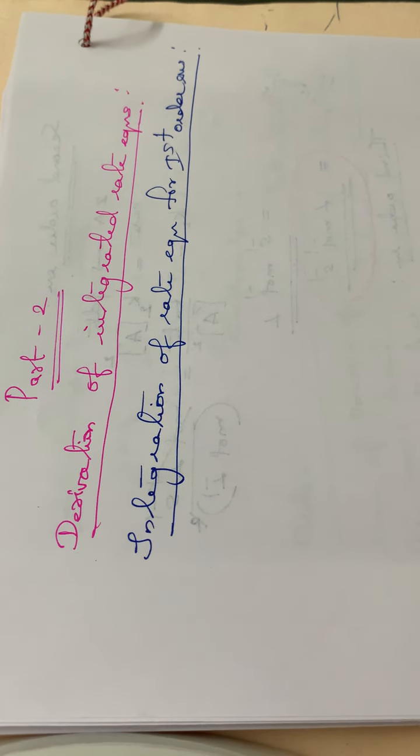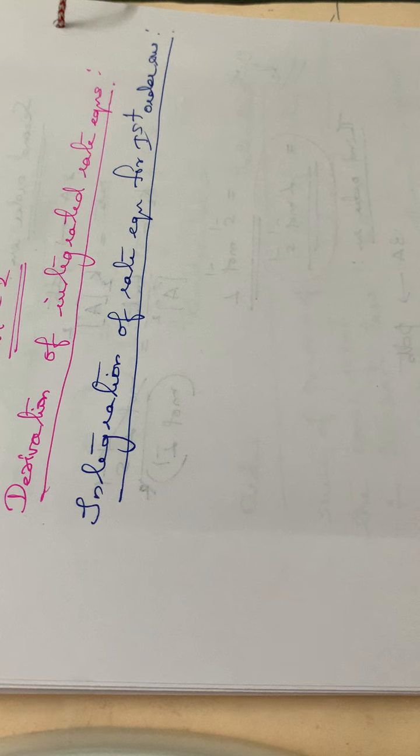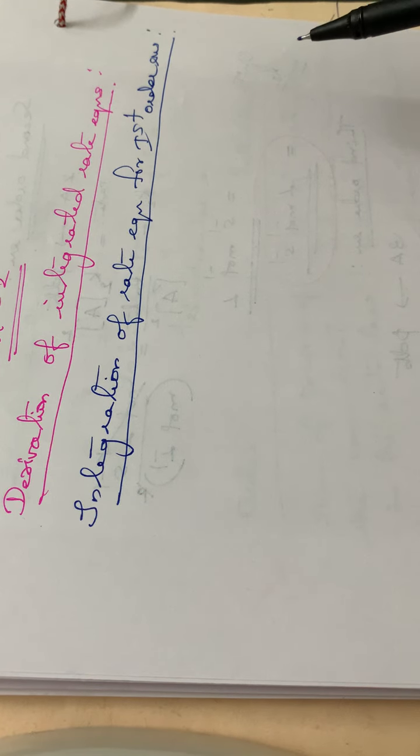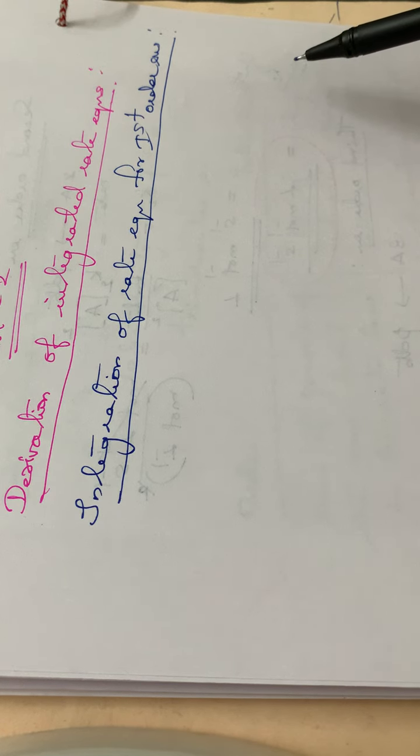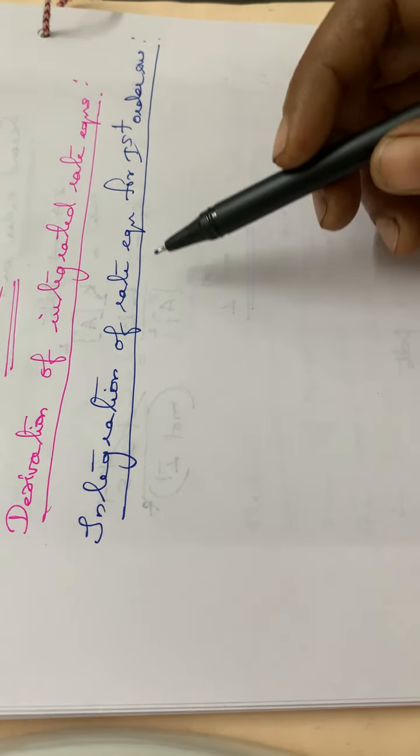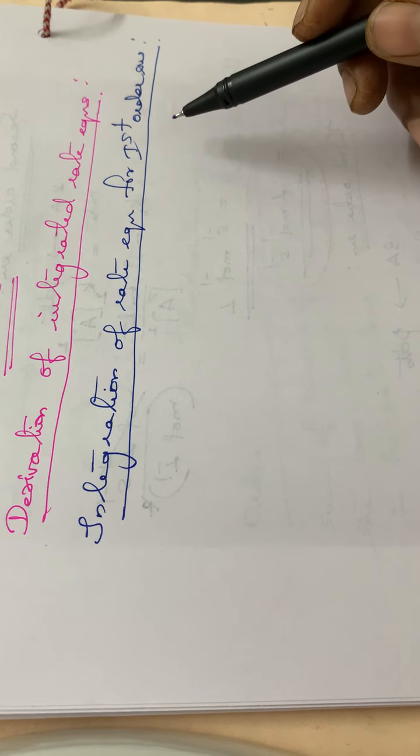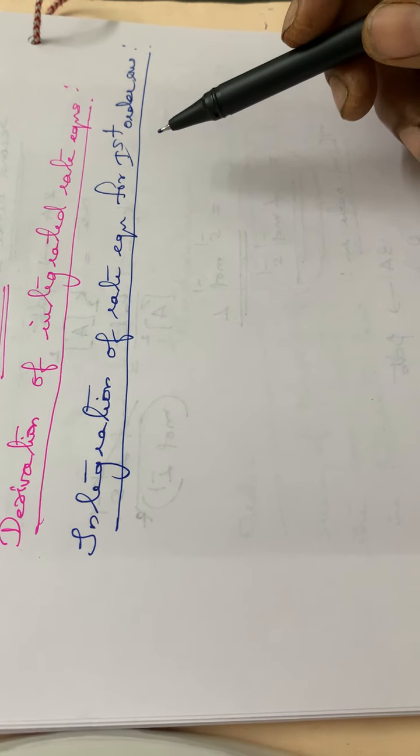So this is very easy. If you are studying one derivation, then you can continue with the other two also. Only some changes will be there in between. The steps are almost the same. So first of all, let us go on to the integration of the rate expression for a first order reaction.